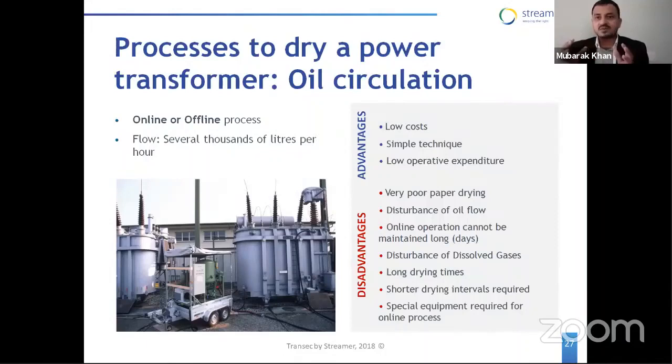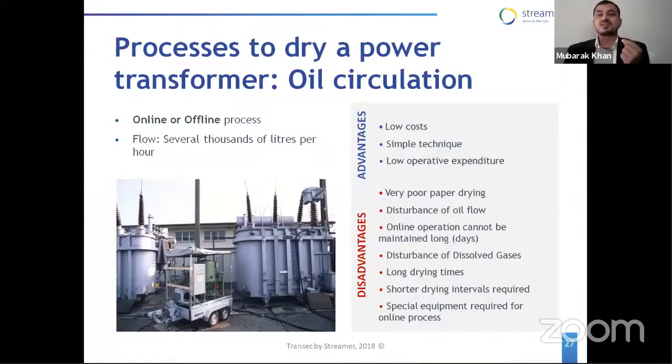So in a short time, it is not possible to remove the full moisture from the paper. At least how much it is required, it is not possible to remove it. So that is why nobody can claim really that they have dried the paper properly. That is why we get frequent requirements of offline drying.